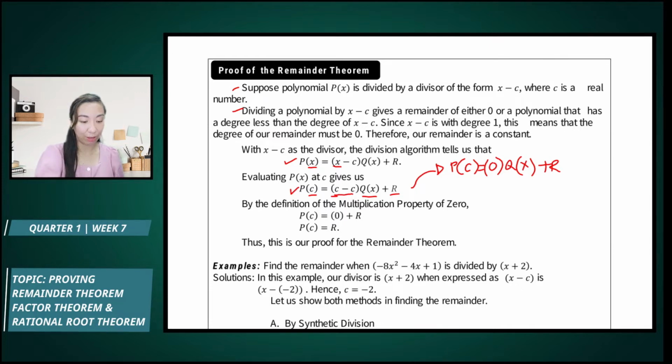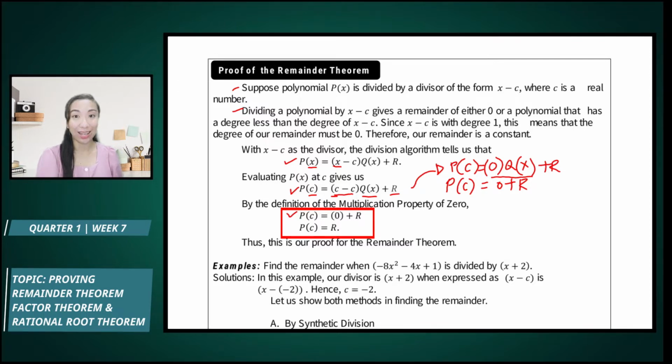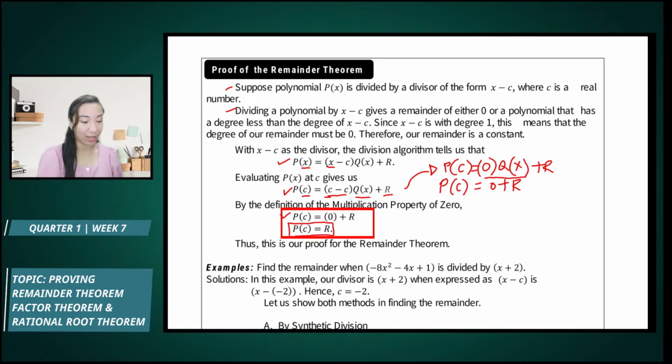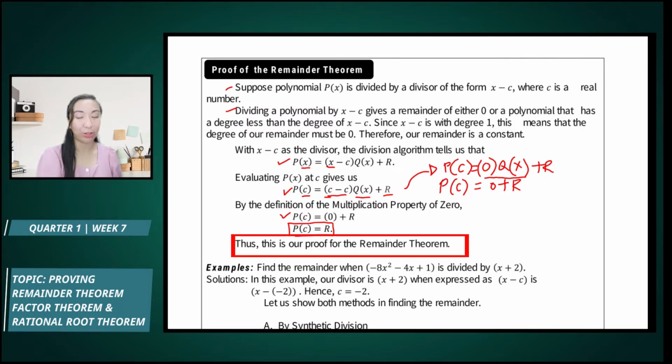We simplify further, so we have p of c is equal to, so take note that 0 times q of x, any number when you multiply it by 0 is equal to 0. So we have 0 plus r. That is the result why we have this equation here. By the multiplication property of 0, we have p of c is equal to 0 plus r. And we know that any number, when added to 0, is equal to itself. So we have p of c is equal to 0 plus r, which is equal to r. That becomes our final answer. Thus, this is our proof for the remainder theorem.